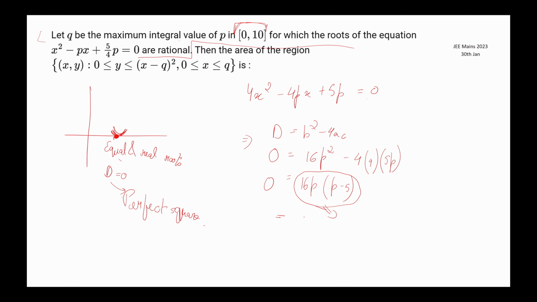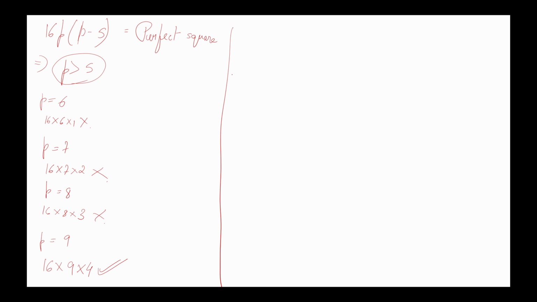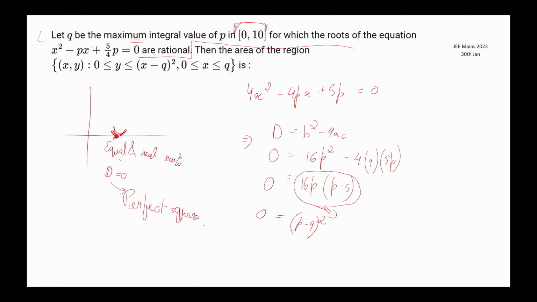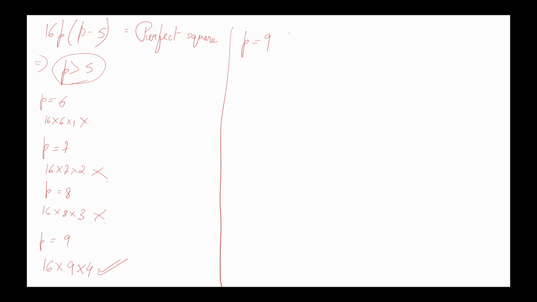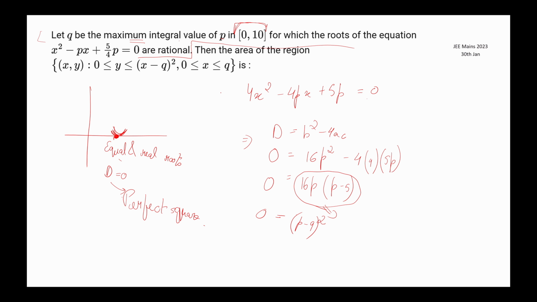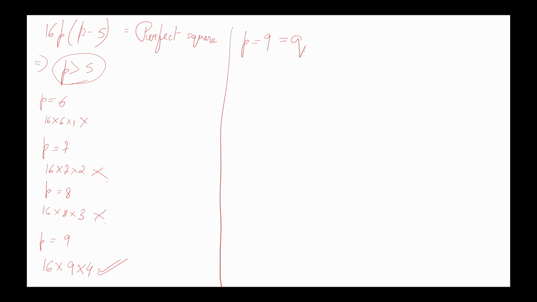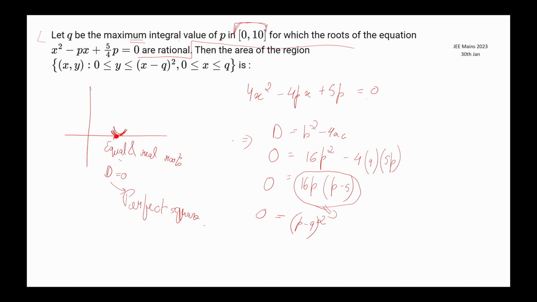That means if p is 9, how can I transform this? This would become x minus 9 whole square is equal to 0. That means the maximum value of p for which the roots of this equation are rational is p is equal to 9. And what have they told us? That q is the maximum integral value of p. That means this is equal to q. So the first part of the question is done. I hope you must have understood till here.